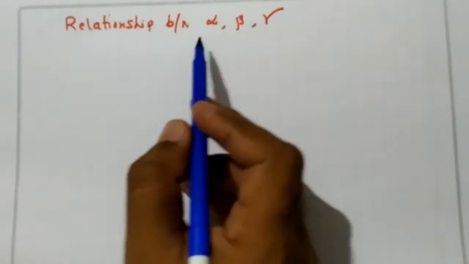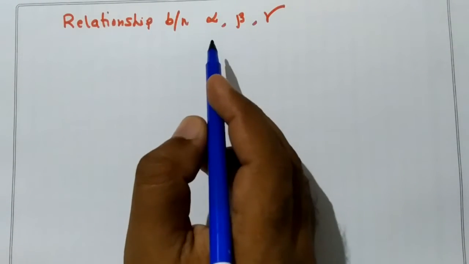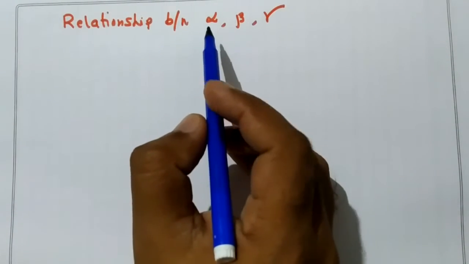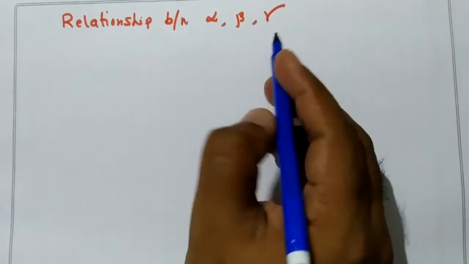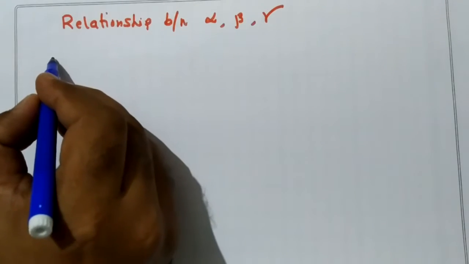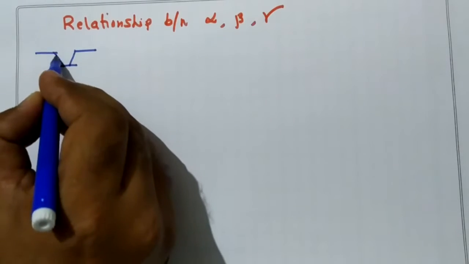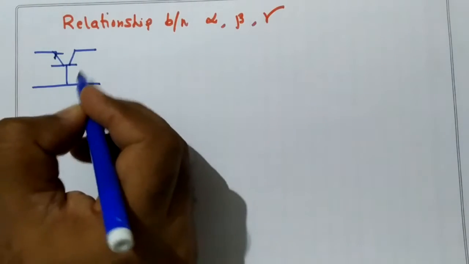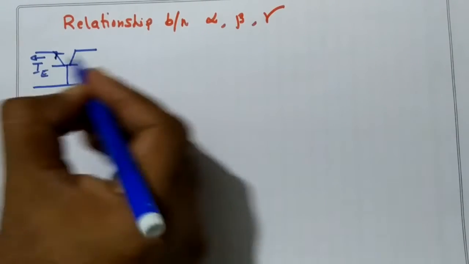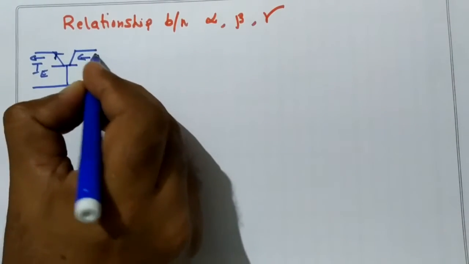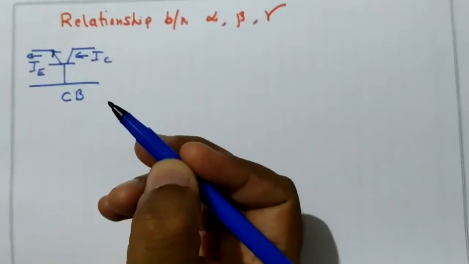The relationship between alpha, beta and gamma. Alpha, beta, gamma are the current gains in common base configuration, common emitter configuration and common collector configuration. See, a common base configuration is like this, where base is common for both input and output section, and the input current is IE and the output current is IC. This is common base configuration.